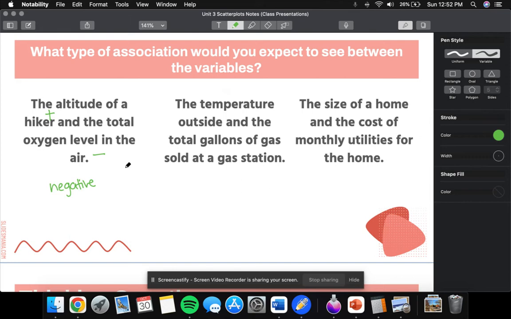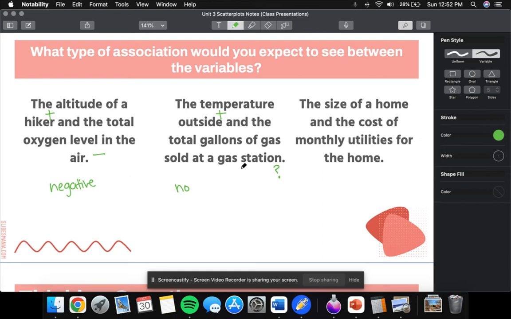All right. The temperature outside and the total gallons of gas sold at a gas station. As the temperature outside increases, the total number of gallons sold at a gas station, I mean, it could have a little bit of relationship, but for the most part, it doesn't really impact the other, so there would be no association.